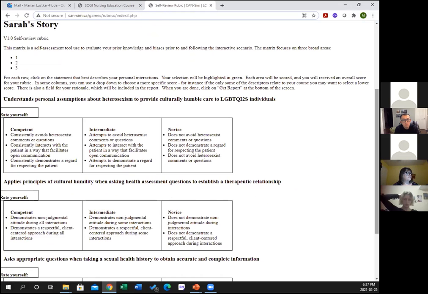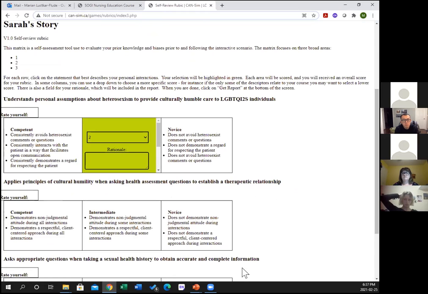So this is what the rubric is like. And so you can self-assess, and it will give you a little score. And it's not that it's right or wrong. It's just to help you to move from a novice to a more competent practitioner related to these topics.